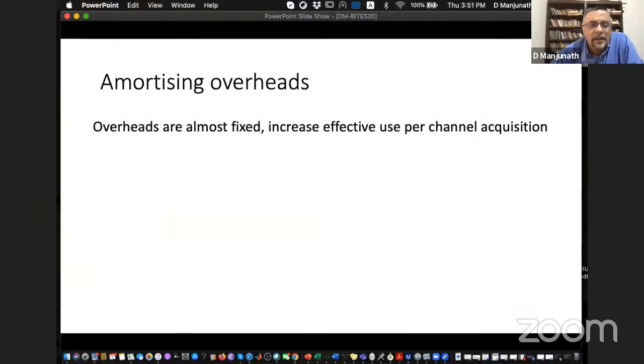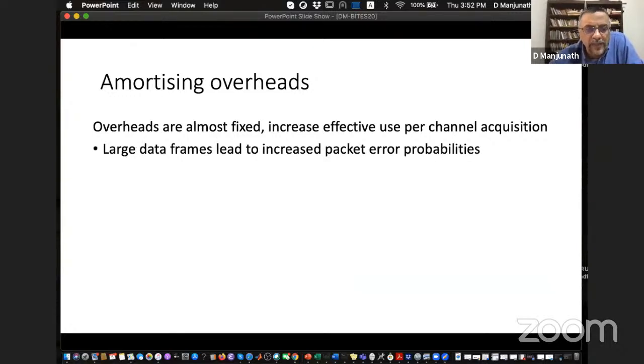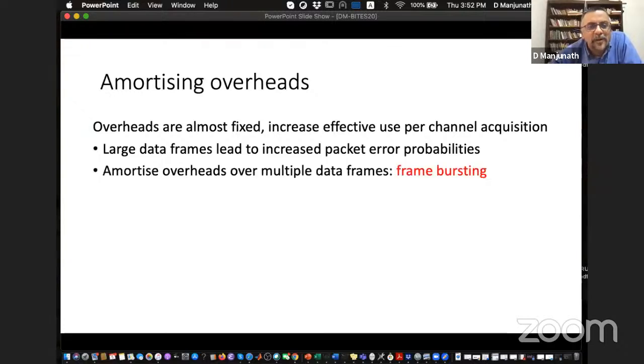So just to summarize, your overheads are almost fixed. So increasing effective use per channel acquisition is what you need to do. The way you can do that is to have large data frames, but there are prices to pay. If you make the data frame very large, you can cause packet errors. Even under a good channel, the packet error probability grows fairly fast. It's at least linear, if not more. So you cannot have very large data frames, because that can lead to increased error probabilities.